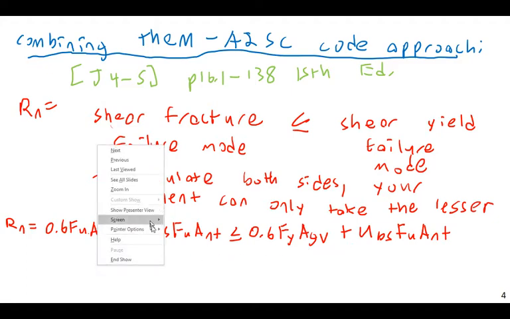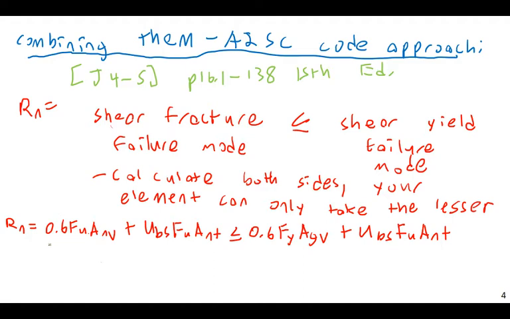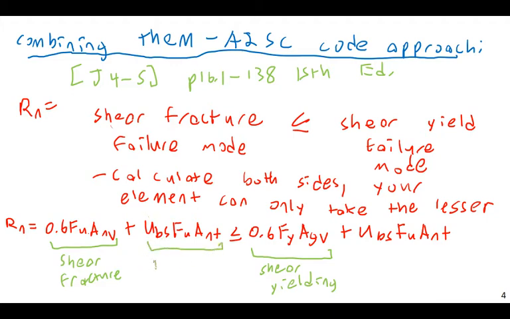Okay, so let me again annotate this so we know what all these things are. I've already discussed these, but just to make things really clear, or hopefully it may be clear as mud, we'll see. This will be our shear fracture, the fracture capacity on your shear plane. This would be the shear yielding case. But then in both cases, we consider tension fracture. This is tension fracture and tension fracture.